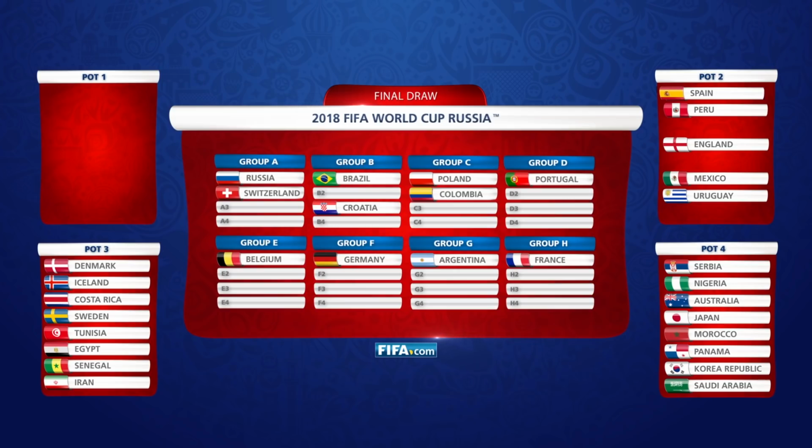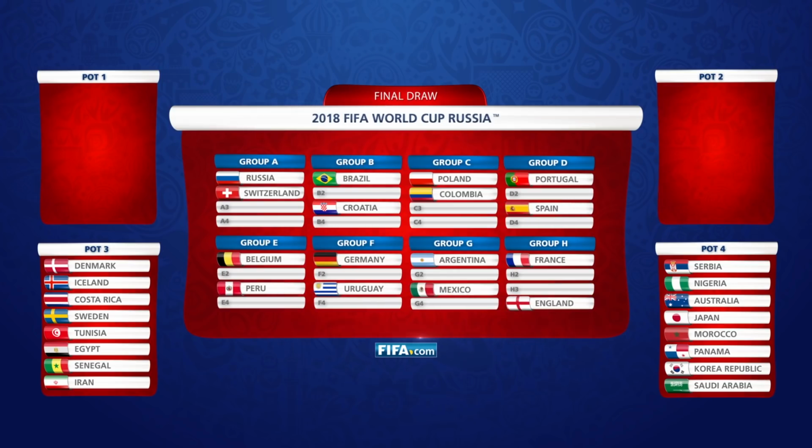Let's take our example a little further. The first 2 pots have been drawn, and we are now starting to empty pot 3. The first team drawn is Egypt, who can join Russia and Switzerland in Group A. The next teams drawn are Costa Rica, followed by Iran, who can go alphabetically to Group B and C.